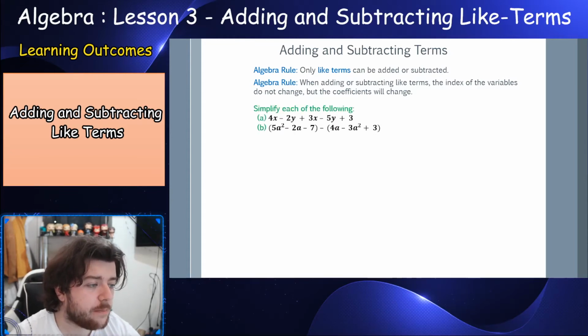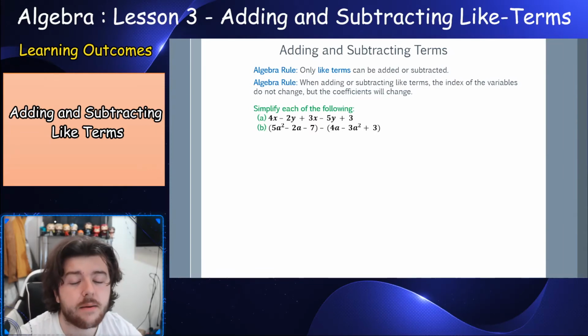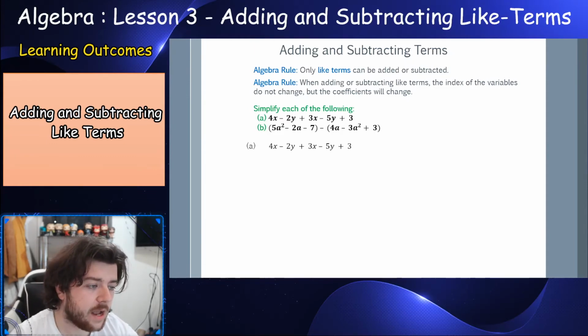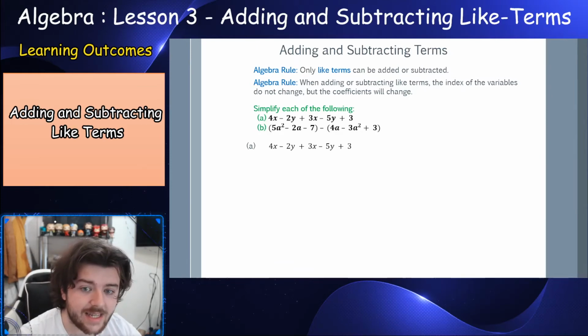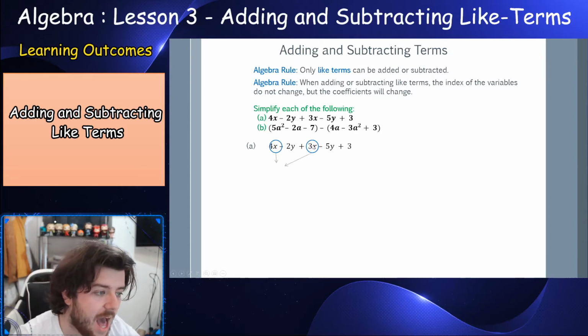So here's 2 examples. Simplify the following algebraic expressions. So 4x minus 2y plus 3x minus 5y plus 3. So there's the sum there. So how I start in solving this is I circle my x's, add them together. So I have a 4x plus a 3x, add them together, I'm going to get 7x.